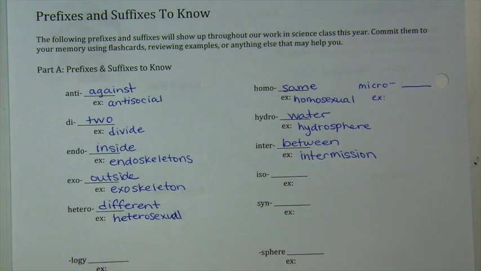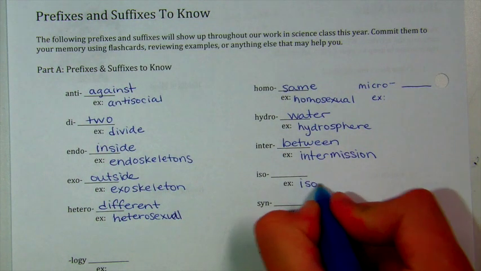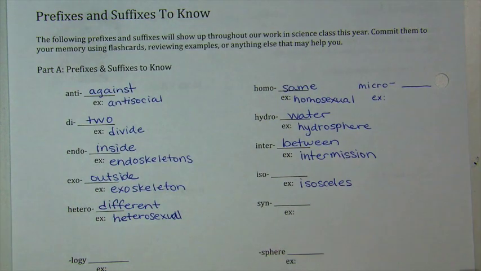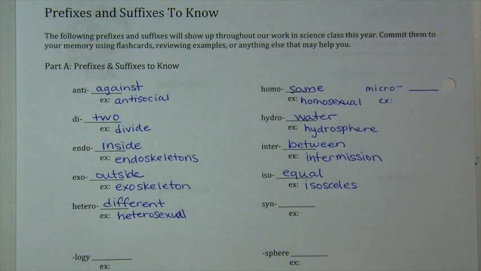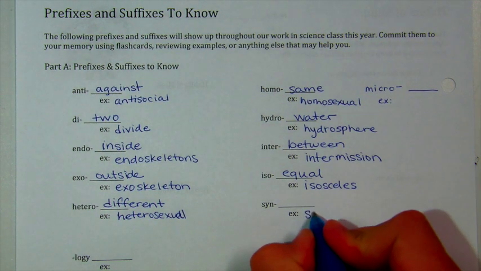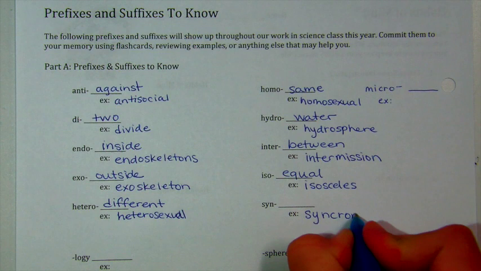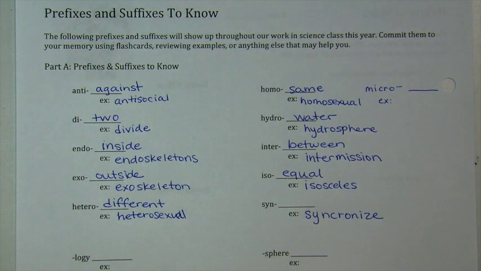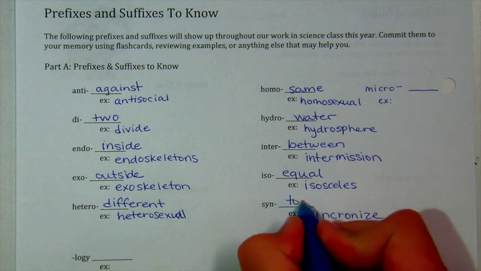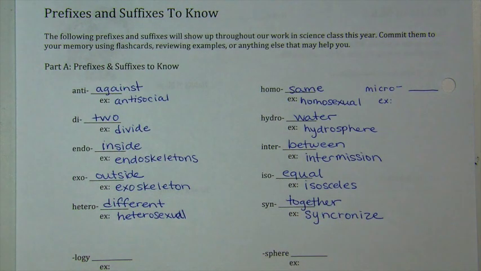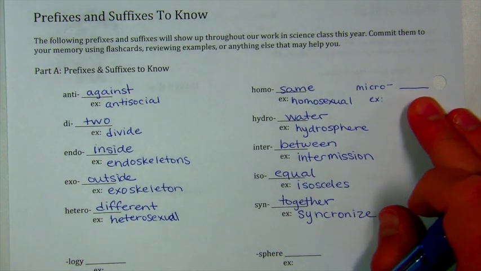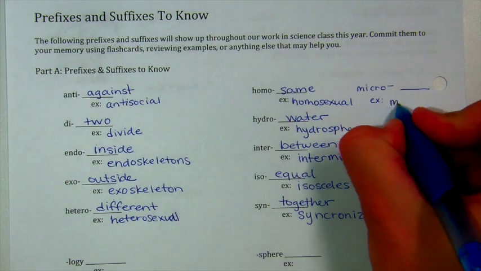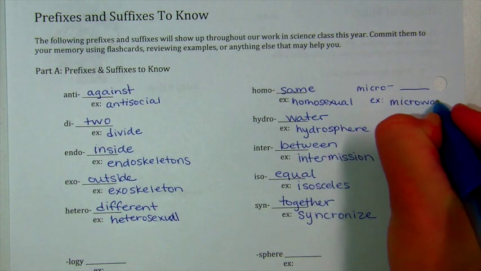Iso, such as isosceles, is this idea that things are equal, like an isosceles triangle has equal sides. The prefix syn, like synthesis or synchronize, think about synchronized swimming, has this idea that things are together. Or if you're going to write a synthesis paper, you're going to pull together a lot of ideas. There's one more prefix that is not on your note sheet, so please add it. That's the prefix micro, as in microwave or microscope, and it means small.